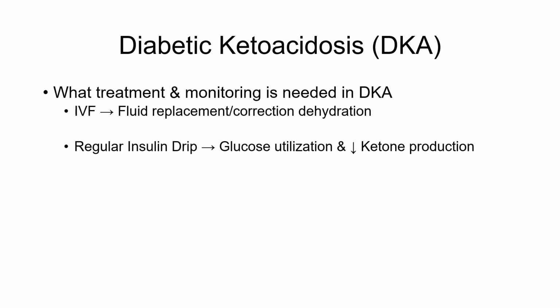Next, we're going to want to start them on a regular insulin drip to increase glucose utilization and decrease ketone production. Some patients get bolused regular insulin to start with. Some patients get started on just a higher rate of drip, but usually it involves about a unit per kilogram to start with. So if you have a 70-kilogram patient, you're going to start them on an insulin drip of about 7 units per hour. You're going to titrate this to changes of about 50 to 75 drop in glucose for every hour.